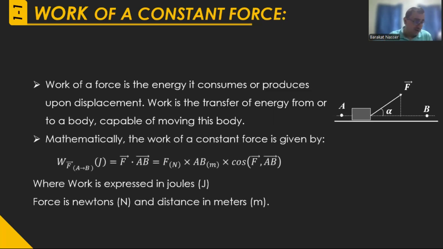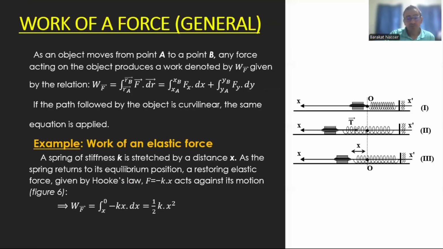Mathematically, for a constant force, work is given as a scalar product of F, the force itself, dot AB, the displacement, or F times AB times cosine the angle in between. Work is expressed in joules, the force should be expressed in newtons, and the distance or displacement from A to B is expressed in meters.